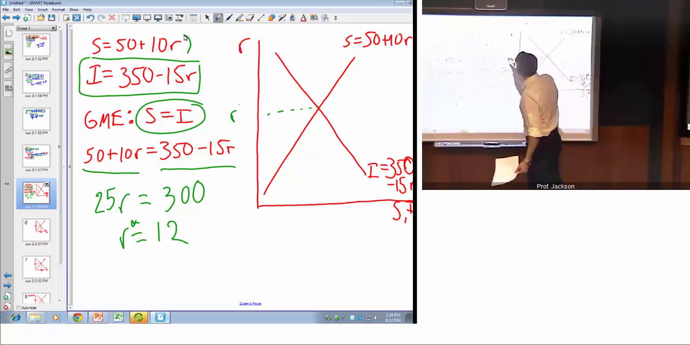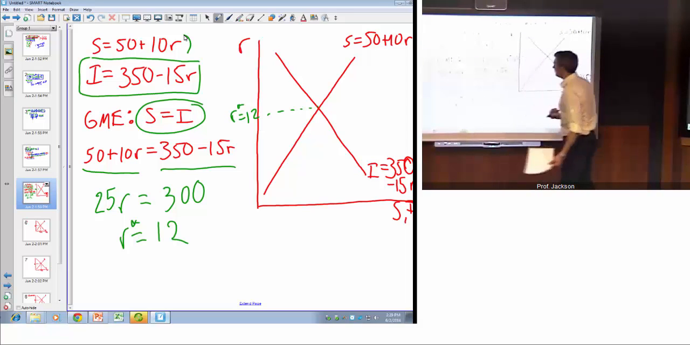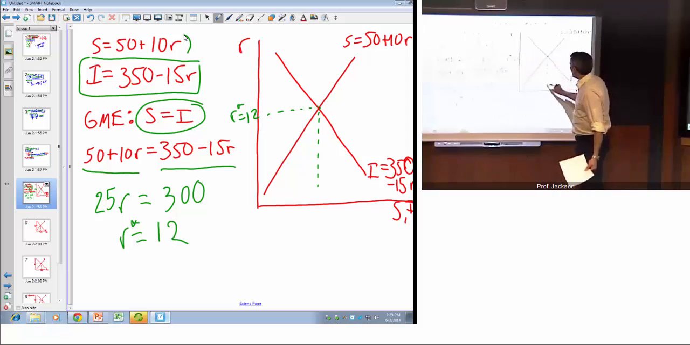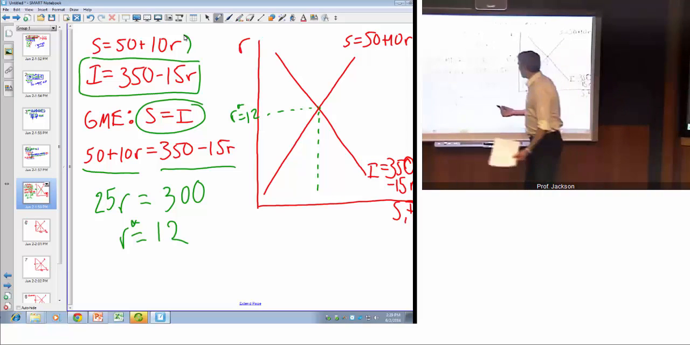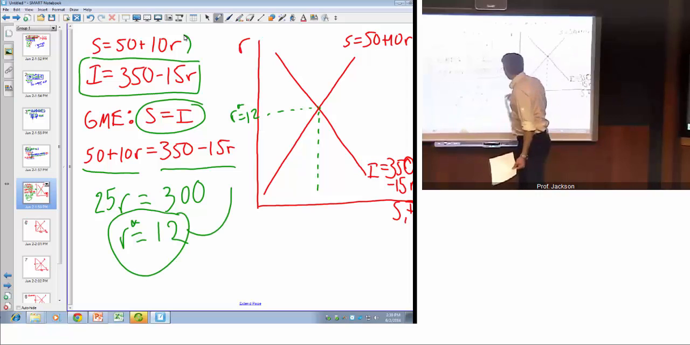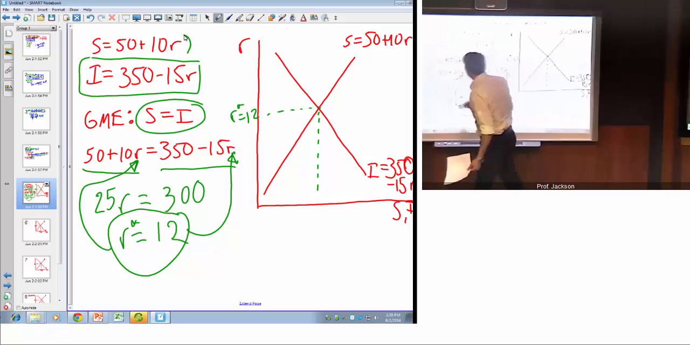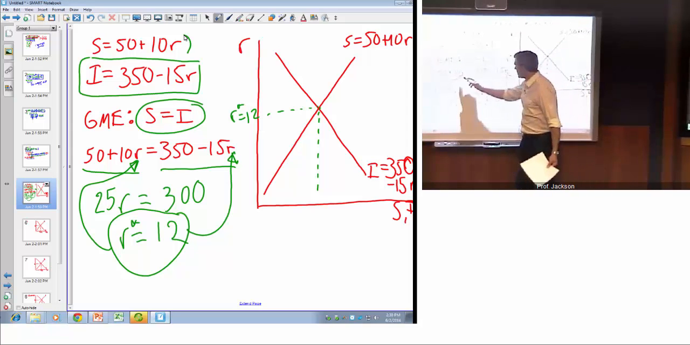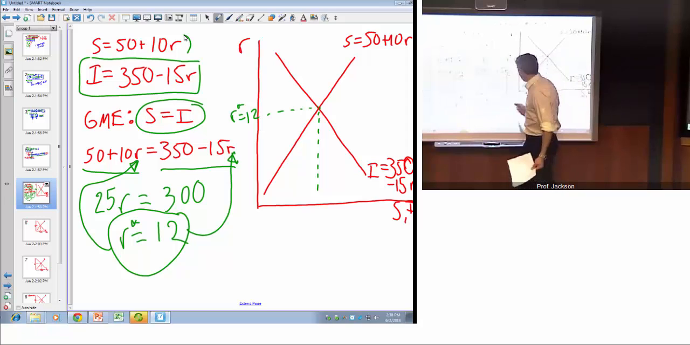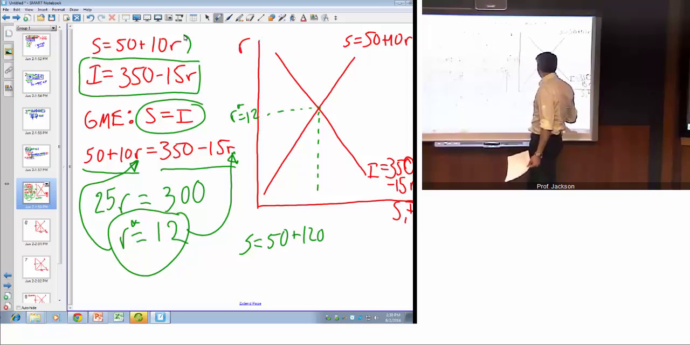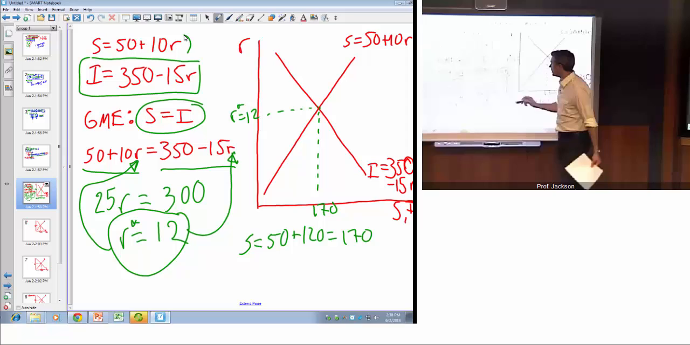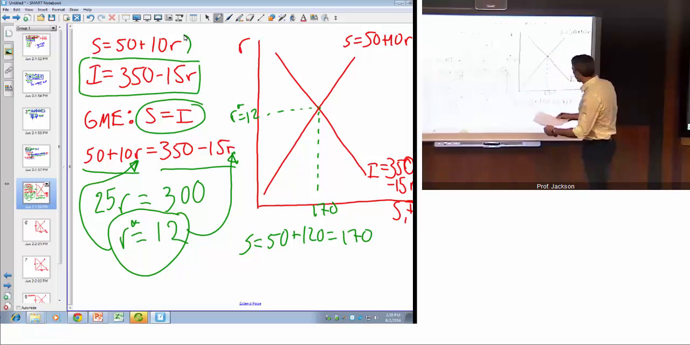So that's right there. And we can find out what our goods market equilibrium level of investment and savings are simply by plugging that back into either one of these savings or investment equations. So it's pretty easy to see that this equilibrium, if we plug it in with the savings function, is going to be 170. And you should get the exact same answer if you plug it into your investment function there. So that's what our equilibrium in this goods market equilibrium setup looks like.